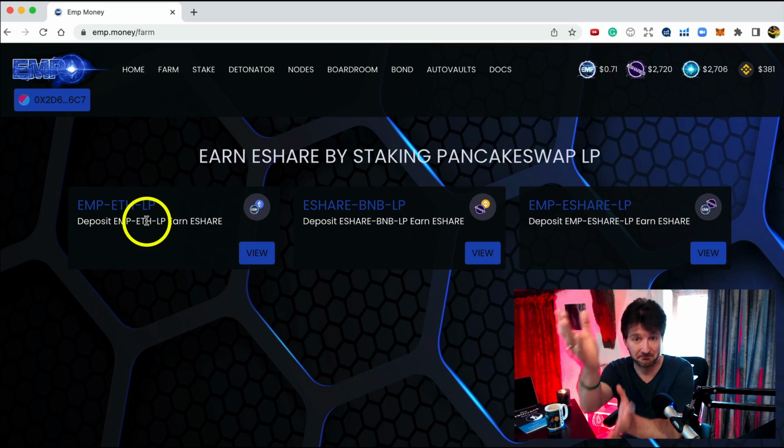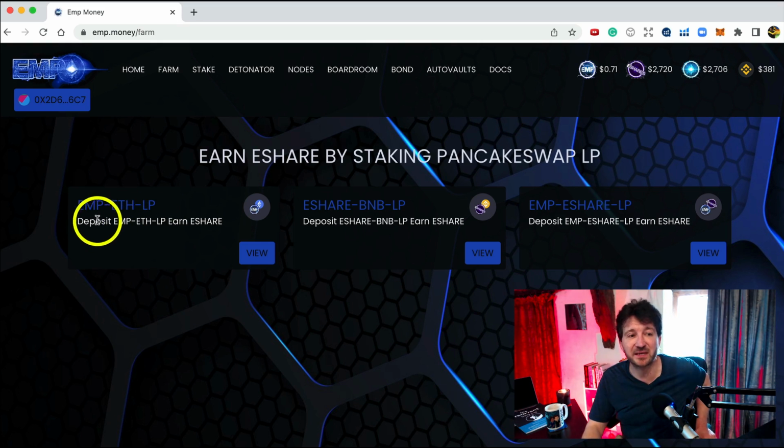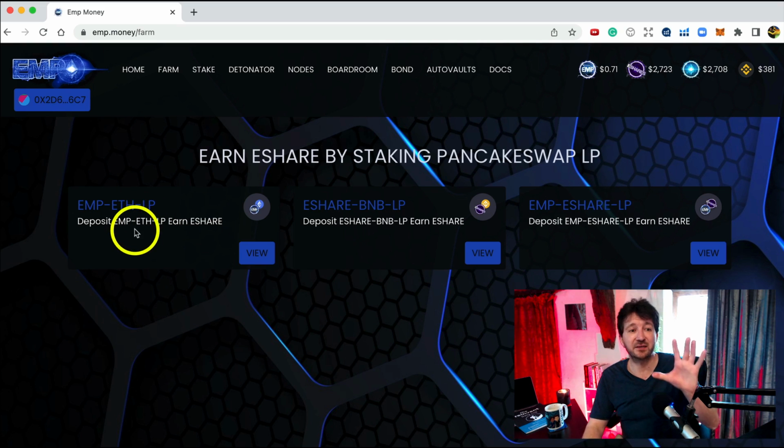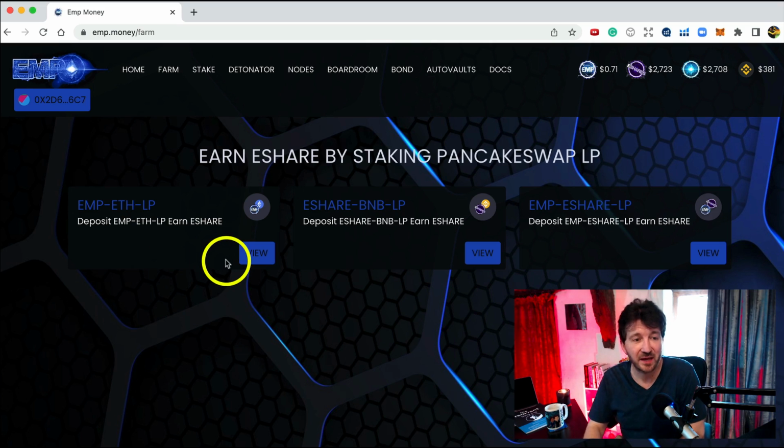It stands for, you got it, liquidity pool or liquidity pairing. And so the actual name of this farm is the EMP-ETH LP farm. Okay, so this is the farm that we're going to be concerning ourselves with. This is the farm that you are going to be staking in before the end of this week. We'll come to that in a few videos' time.